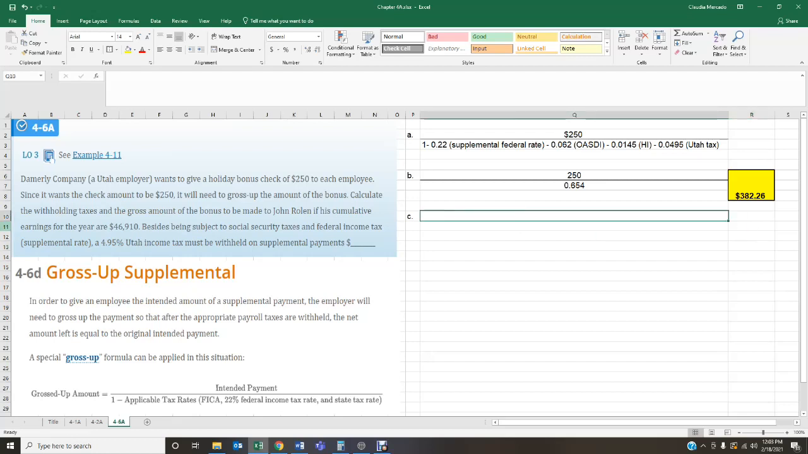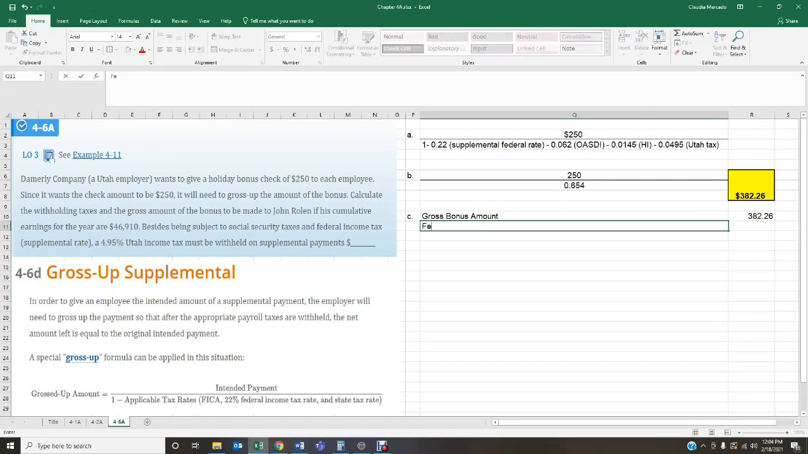Okay. Now let's break this out. It says here, calculate the withholding taxes and the gross amount of the bonus to be made to John Rowland. Okay, so let's break it down. We're going to put the gross bonus amount, and the gross bonus amount that we calculated was $382.26. We're just checking our numbers to make sure that we tie back to the 250 mark.